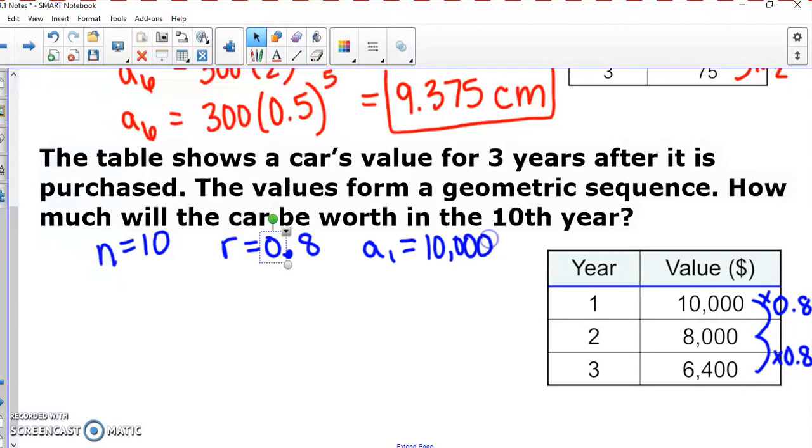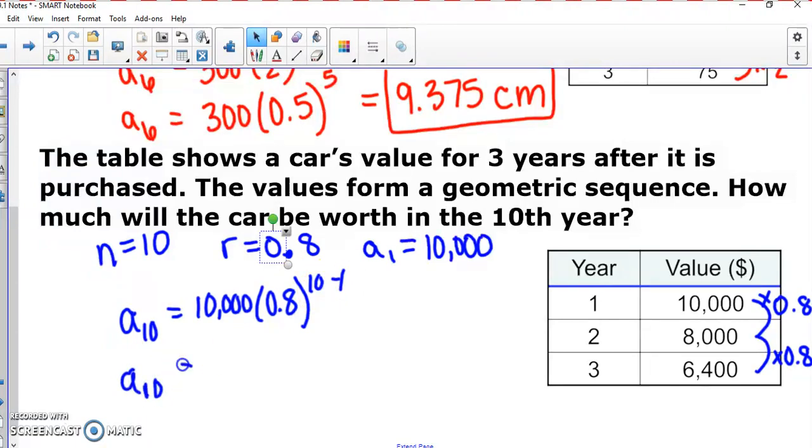The hardest part about these is really just figuring out what your common ratio is. Okay, and so just remember that if it's getting smaller, you're multiplying by a fraction or decimal. If it's getting bigger, then you're multiplying by a whole number. Okay, alright, so then my last step, I'm ready to plug all that in. I'm going to say a sub 10 equals my first term, 10,000, times my common ratio to the power of 10 minus 1. Simplify that.